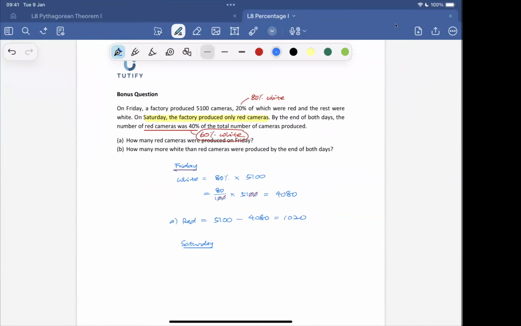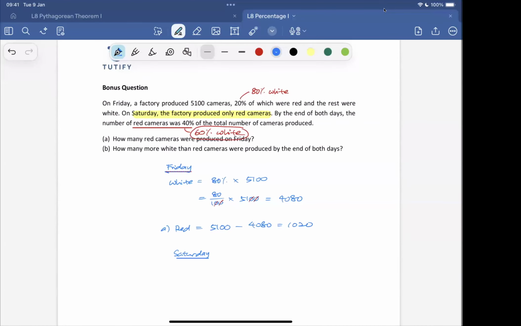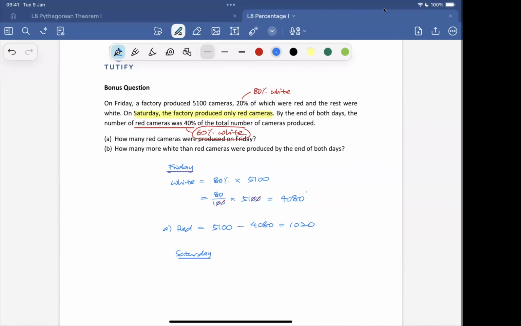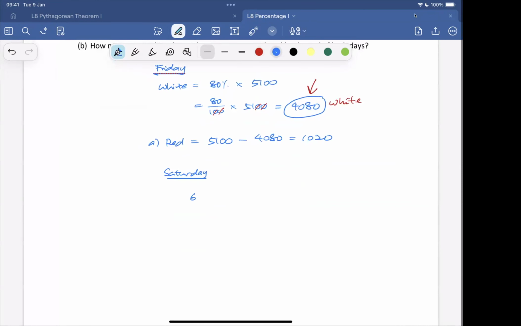So students, I think it's pretty obvious what's the answer, right? Can I give you 1 minute? You already know that 60% is white and you have 4,080 white cameras. So I'm going to give you 1 minute. Give me your answer. Type the answer in the chat now. So Ying Ying, let's continue this question. This is the number of white cameras, right? And the question also says that you have 60% white, right? So what can I say? 60% equals to?